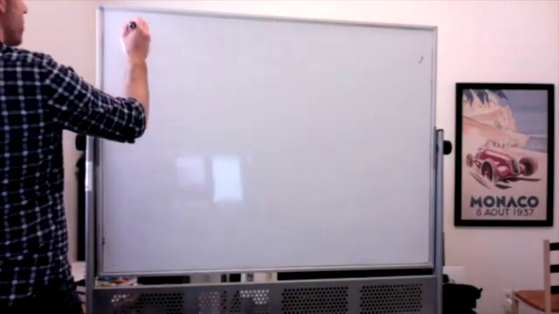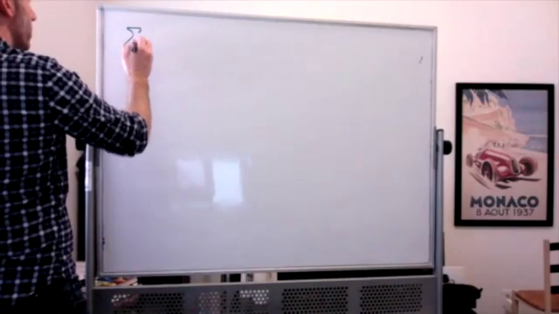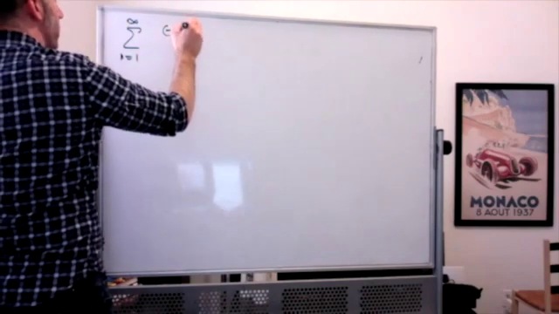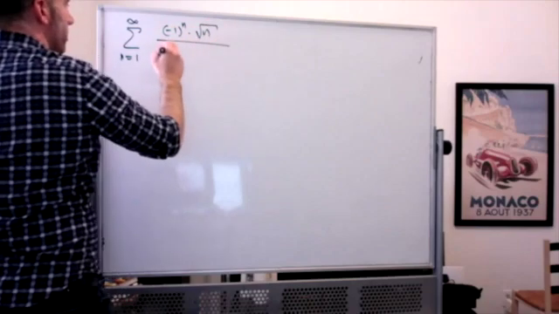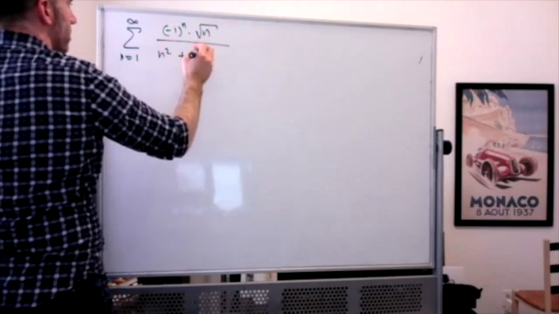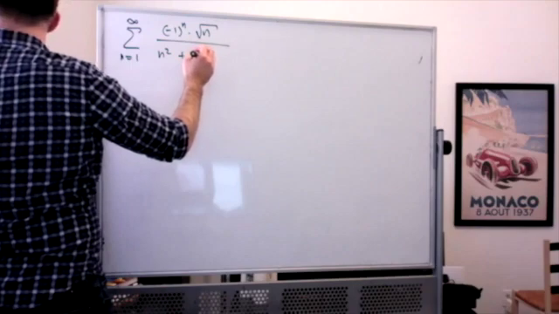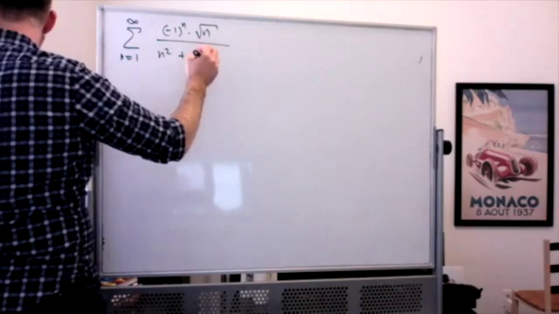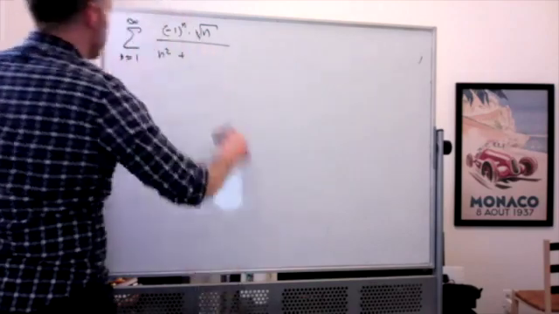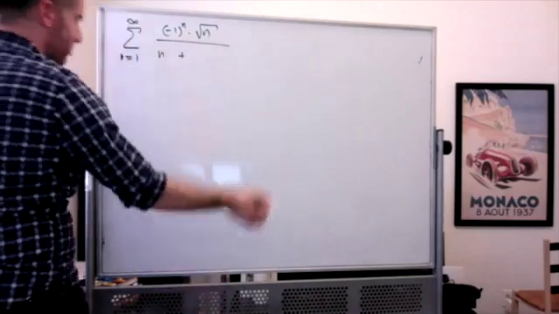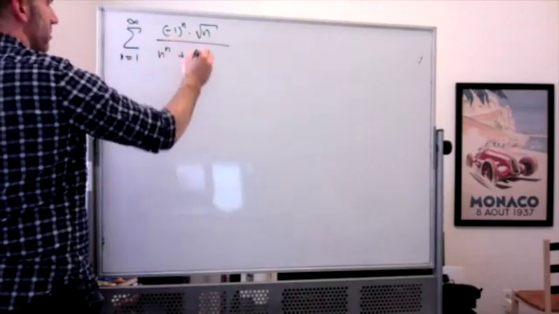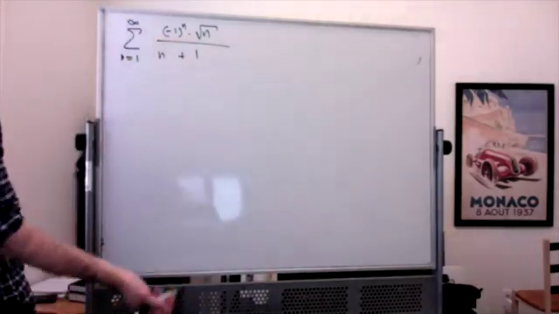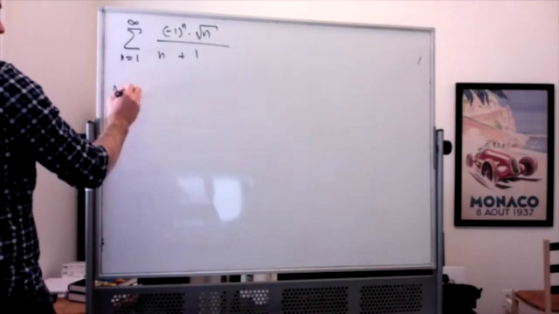The sum from n equals 1 to infinity of (-1)^n times the square root of n over n plus 1. Sorry, let me think for 1 sec. Oh, not n to the n. n. Okay.